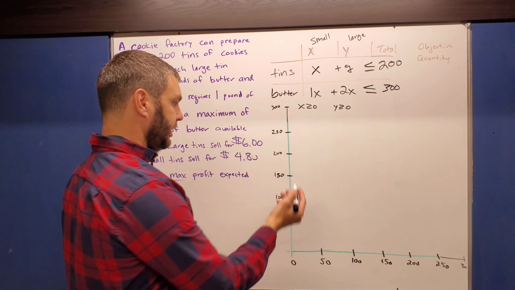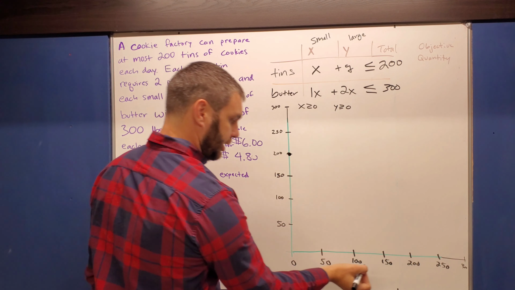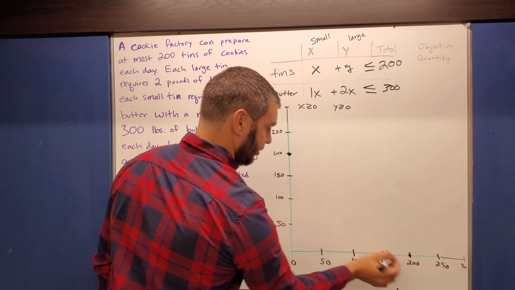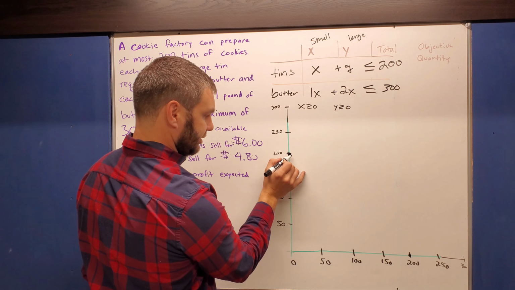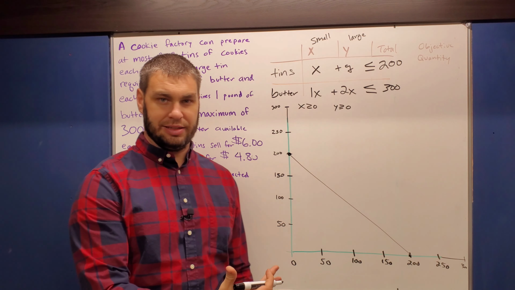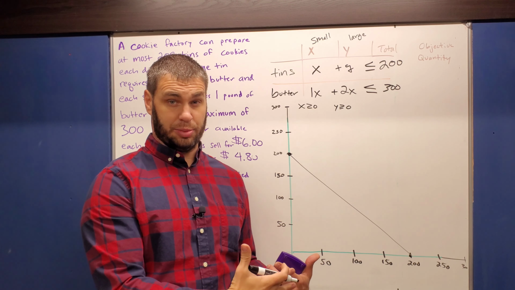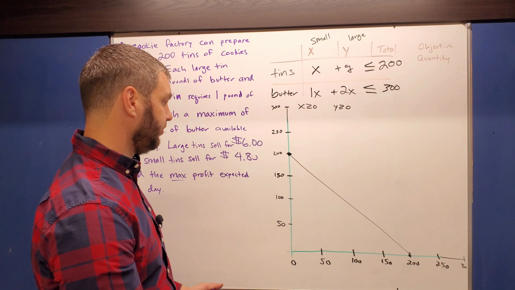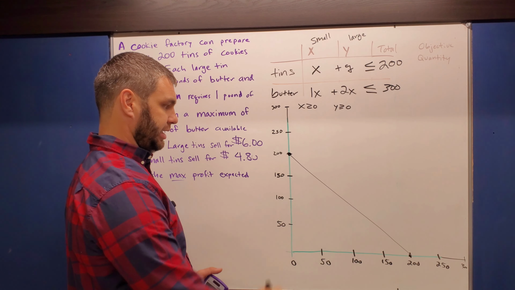So my first line, at 200 on both the Y and the X axis here, I am going to draw a line that represents the number of tins. Now, I am freehanding this. If you have graph paper, it'll be a little bit more precise. You can see exactly what those points are. But anyway, it's going to be just a line like that.